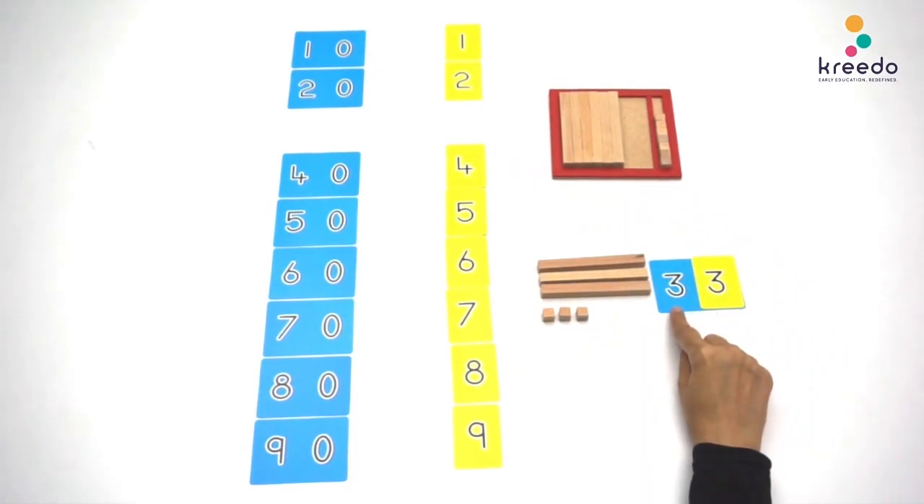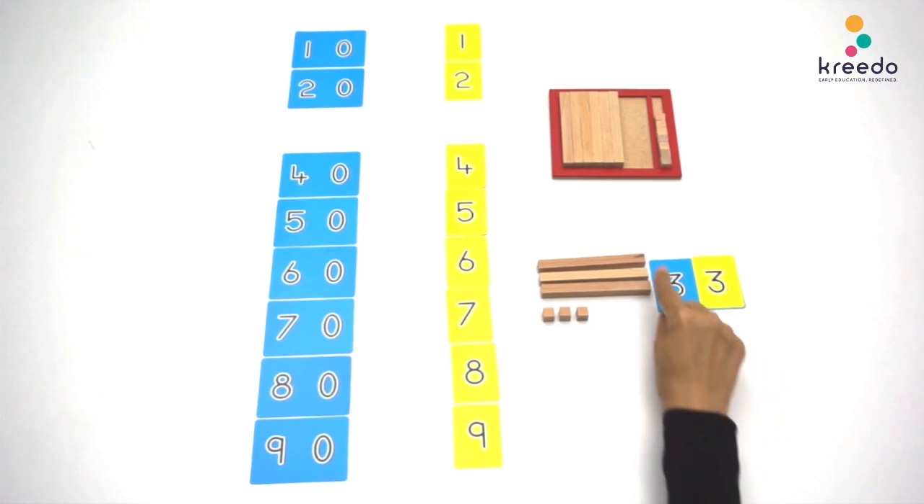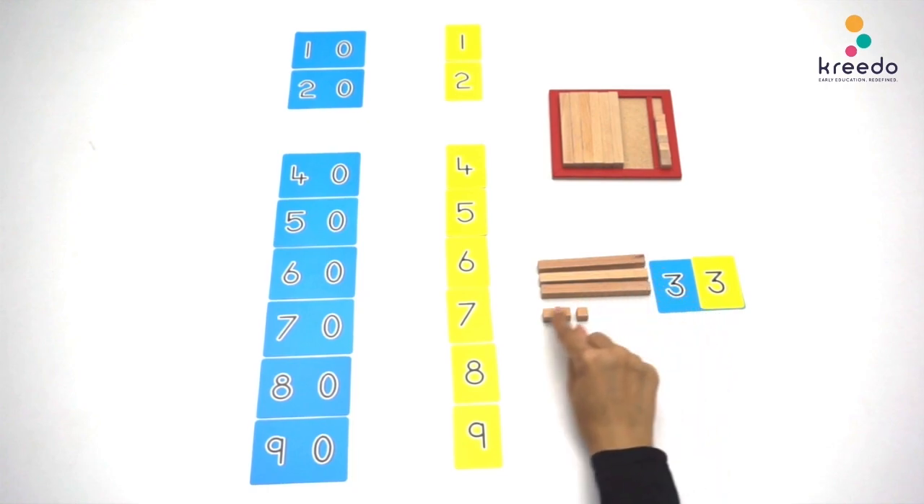Point to the number cards followed by the quantities on the surface and tell the child, this is 33.